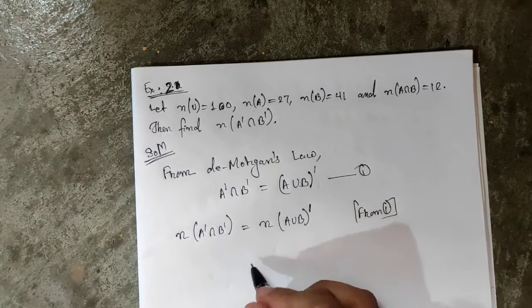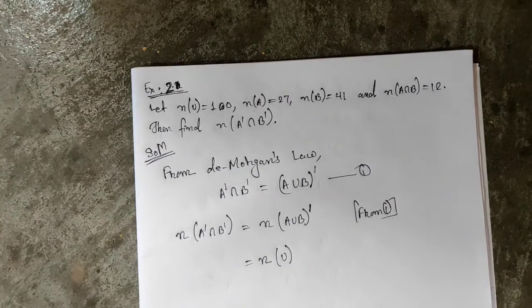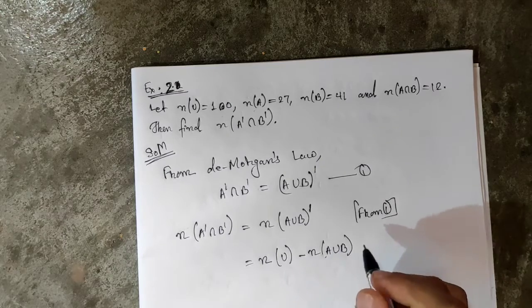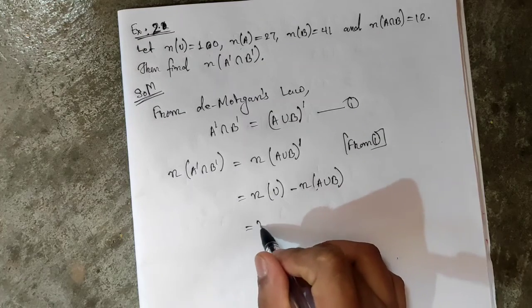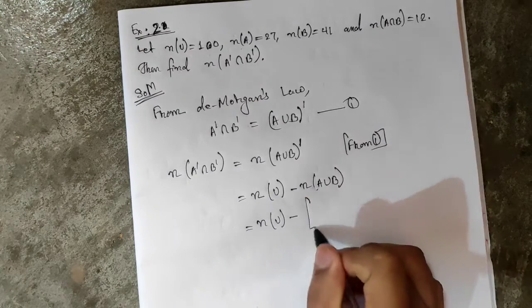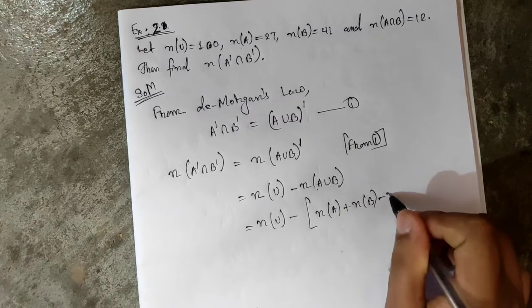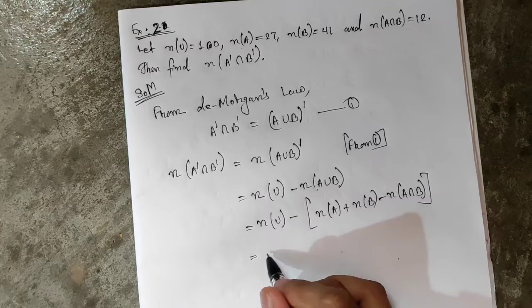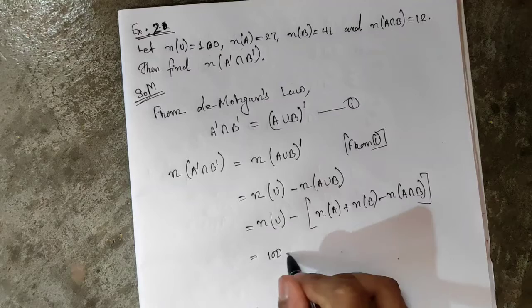Now we know A union B whole complement can be written as n of u, the number of elements in the universal set, minus the total number of elements in A union B. Now we know the formula for n of A union B: n of A plus n of B minus n of A intersection B. We already know this formula from the previous video. So what is n of u? It is given as 100. So put in all the values and you will get the answer.